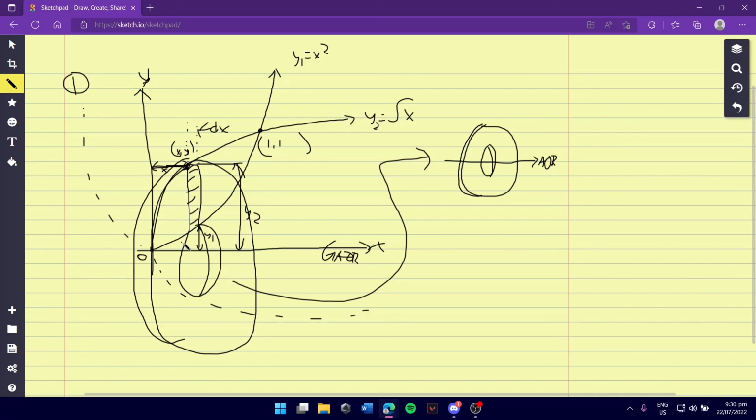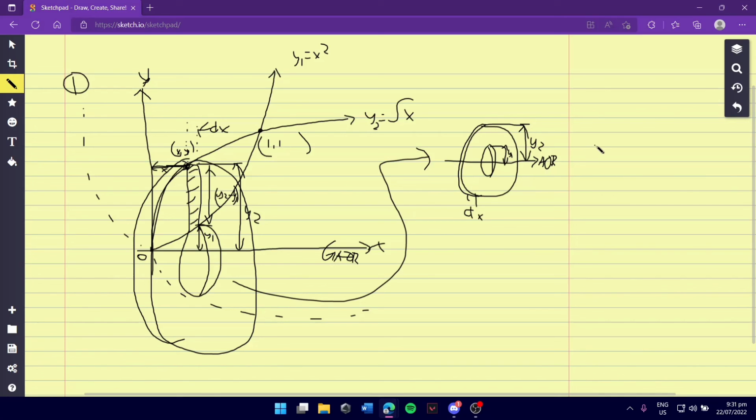But first, the length of the vertical strip is your y2 minus your y1. From the inner part, this is your y1, and from the outer part to the x-axis is your y2, and then the thickness is your dx.